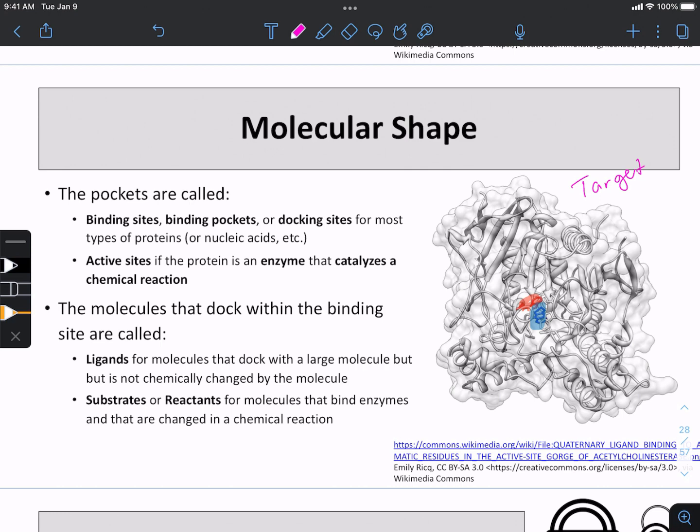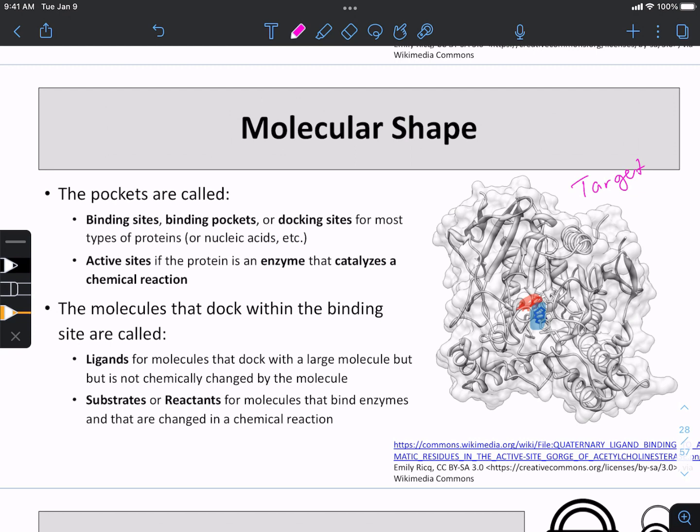Now, if this protein is instead an enzyme, and enzymes are going to catalyze a chemical reaction, that means it's going to change the molecule that binds. So the small molecule that binds will be altered in some way, some chemical reaction that occurs. If that's the case, then we actually call that binding pocket an active site, because it's in that active site that the enzyme can catalyze the reaction.